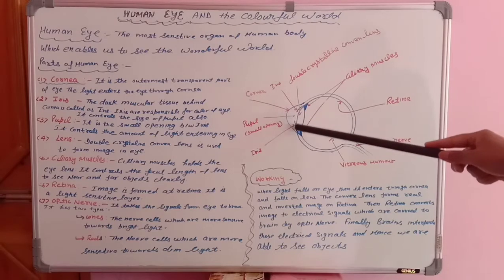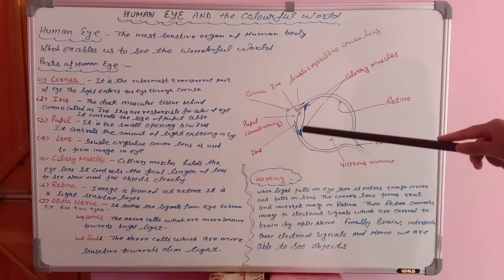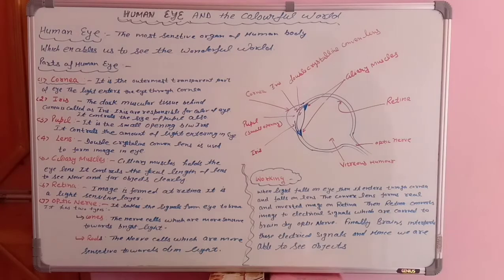Next part, you can see one spherical, circular one. We call it the lens. And in the human eye, there is a double crystalline convex lens. Which lens is there, students? Double crystalline convex lens. Very important for a 1 mark question. It forms the image. Obviously, a lens is used to form an image. And this lens is held by some muscles, and these muscles are called ciliary muscles.